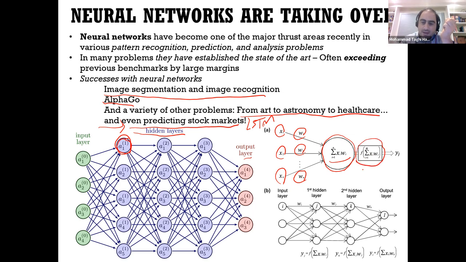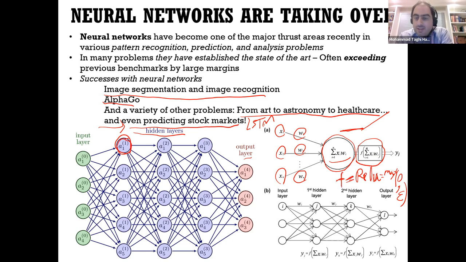This f can be different things. For example, it can be a ReLU. The ReLU essentially takes the max of zero and this sum, so it would be a function like this. This is a particular f that is used a lot, called ReLU. There are other options as well, like tanh.